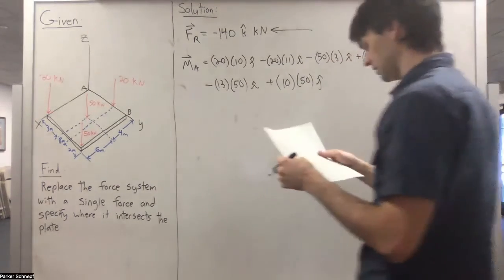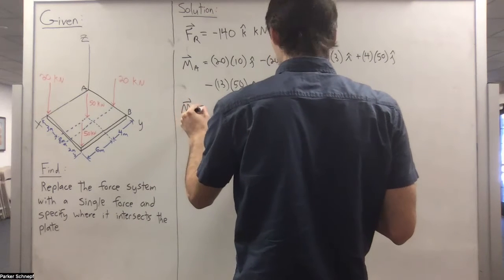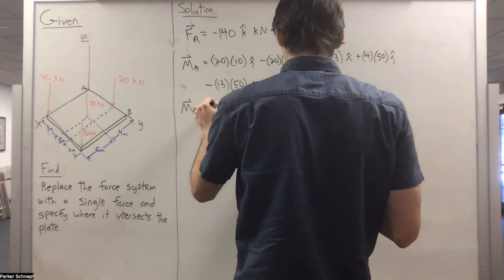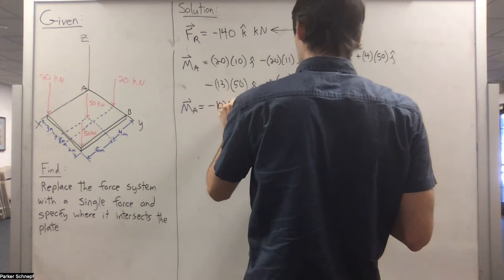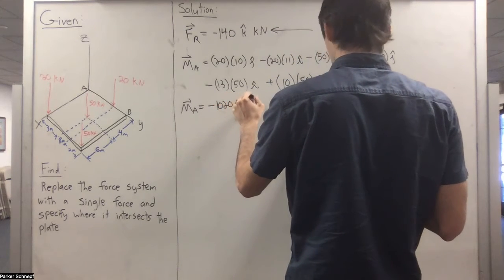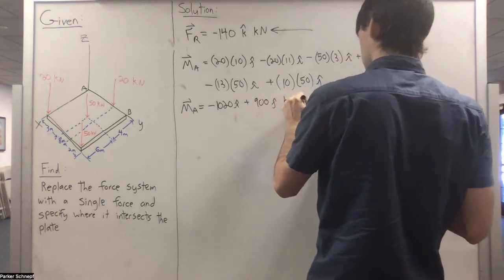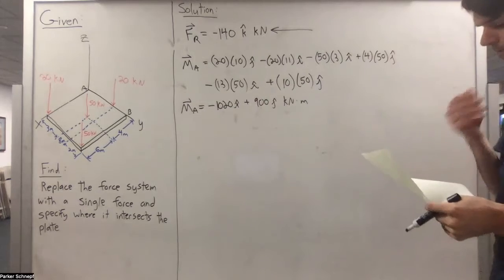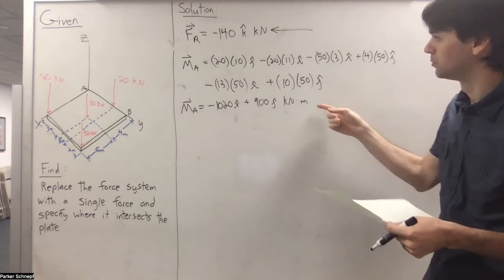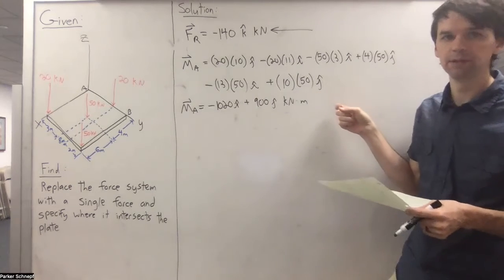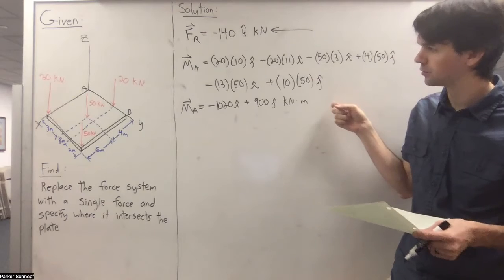Then I just do all the addition. I end up with my moment about point A is negative 1020 i hat plus 900 j hat, in units of kilonewton meters. So that's the resultant moment. But again, we're not trying to replace this force system with a force and a couple. We're trying to replace it with a force placed at the right spot.